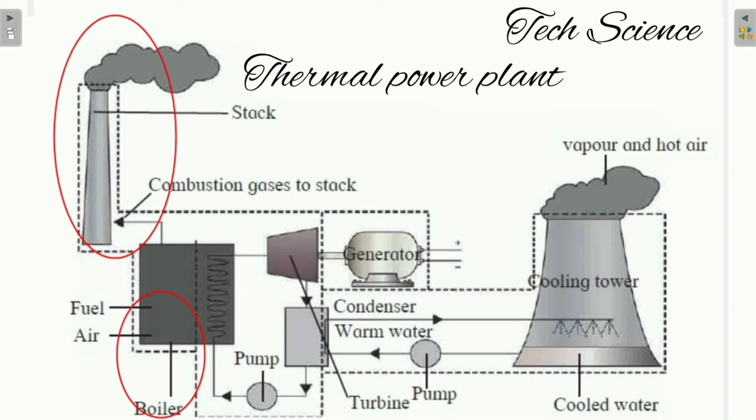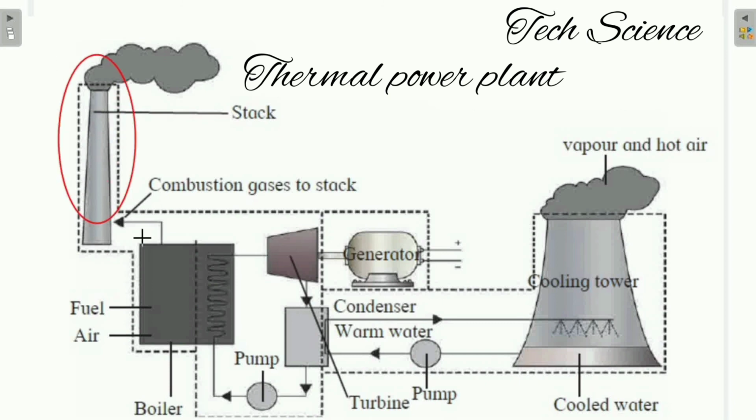Second, the soot particles that are released mix with the air in the environment and cause respiratory problems. And the last one: the fuel used in a thermal power station is coal, and right now coal is a limited source of energy. So it may be a problem in the future, as coal may or may not be available. So these are some of the drawbacks.